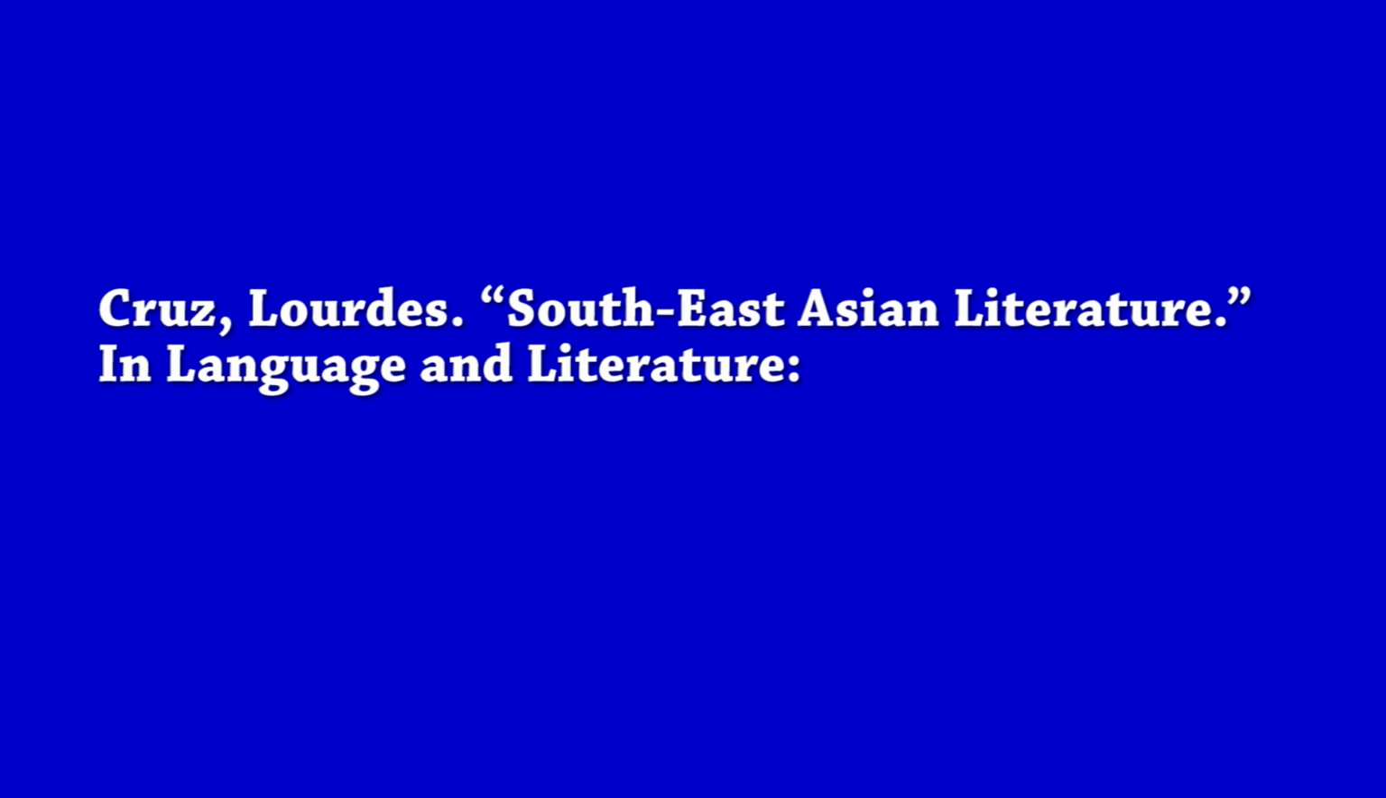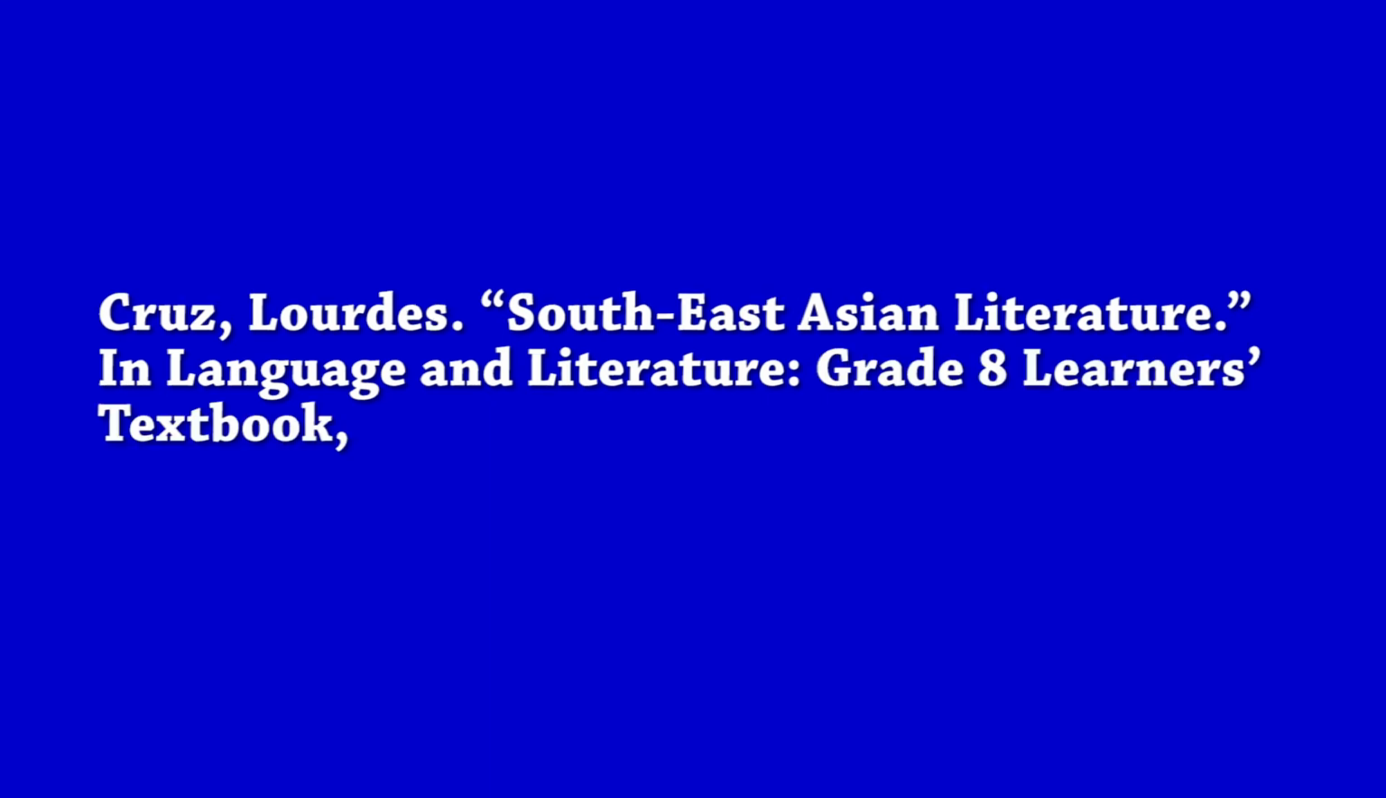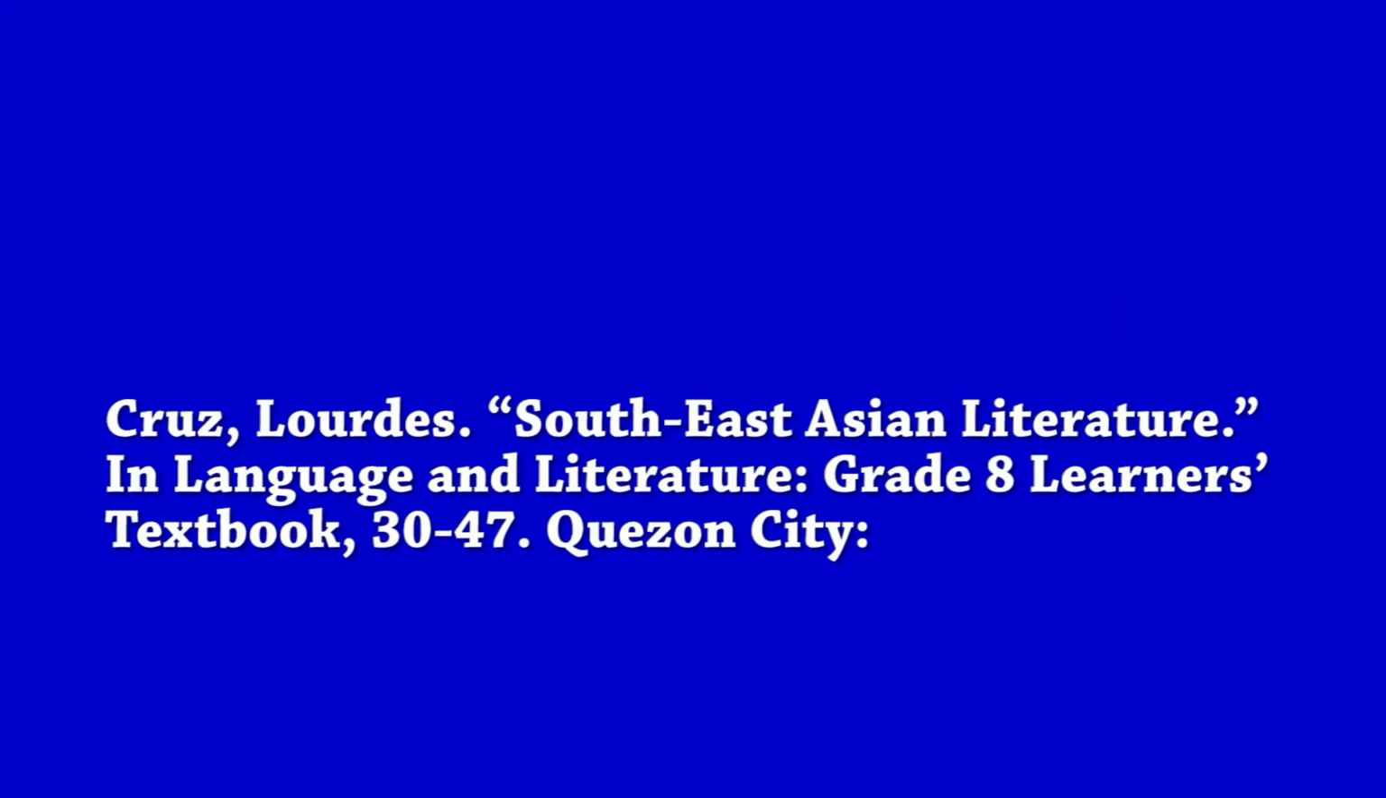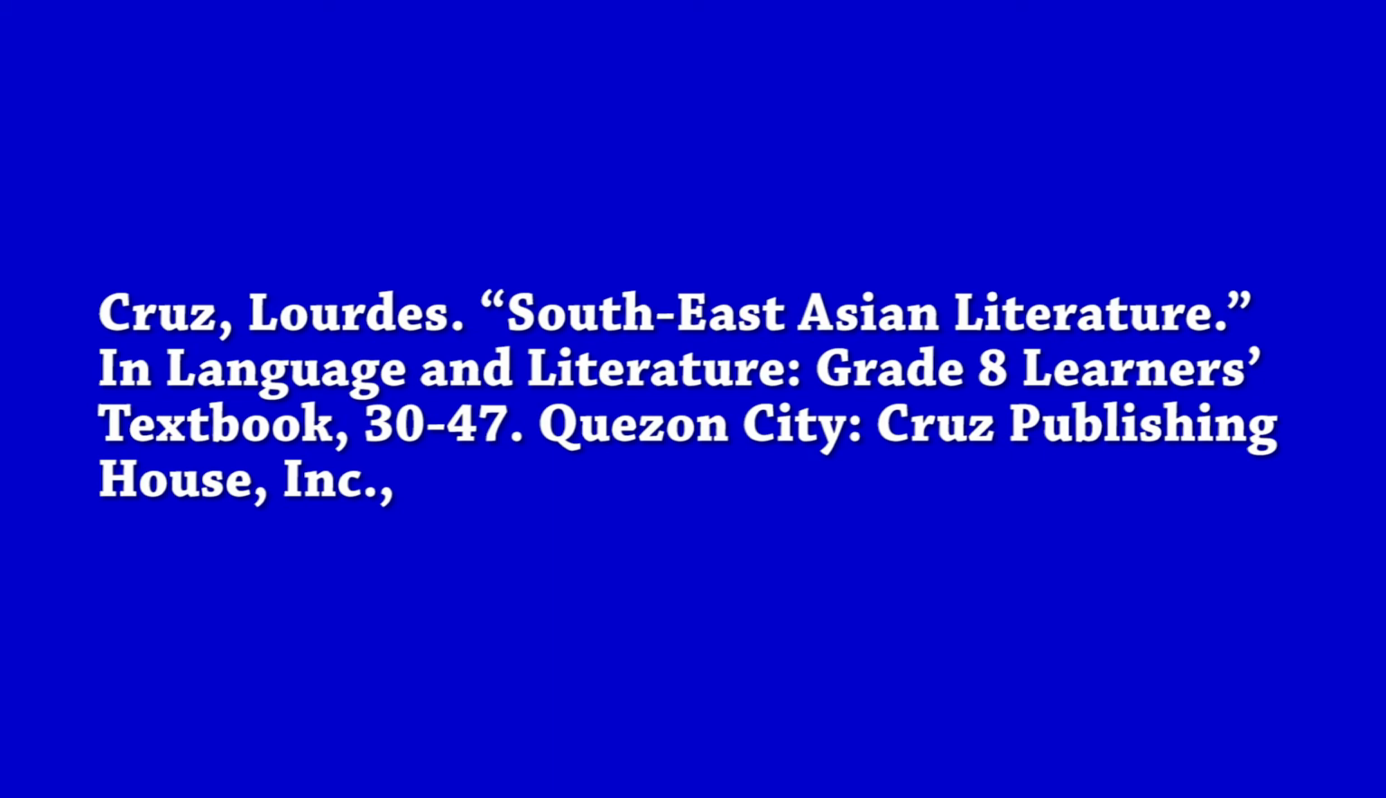Okay? So, in Language and Literature, colon, ibig sabihin dalawang period, and then isunod nyo yung kanyang subtitle, Grade 8 Learner's Textbook, comma, anong page yung chapter na pinagkuhanan. So, ilalagay nyo yung page nun, pages 30 to 47, period. Then, the place of the publishing is Quezon City, and then, colon. Pagkatapos, isulat nyo yung name of the publisher, that is Cruz Publishing House Incorporated, comma, and then isusulat ninyo yung year na na-publish yung libro na binasa ninyo.